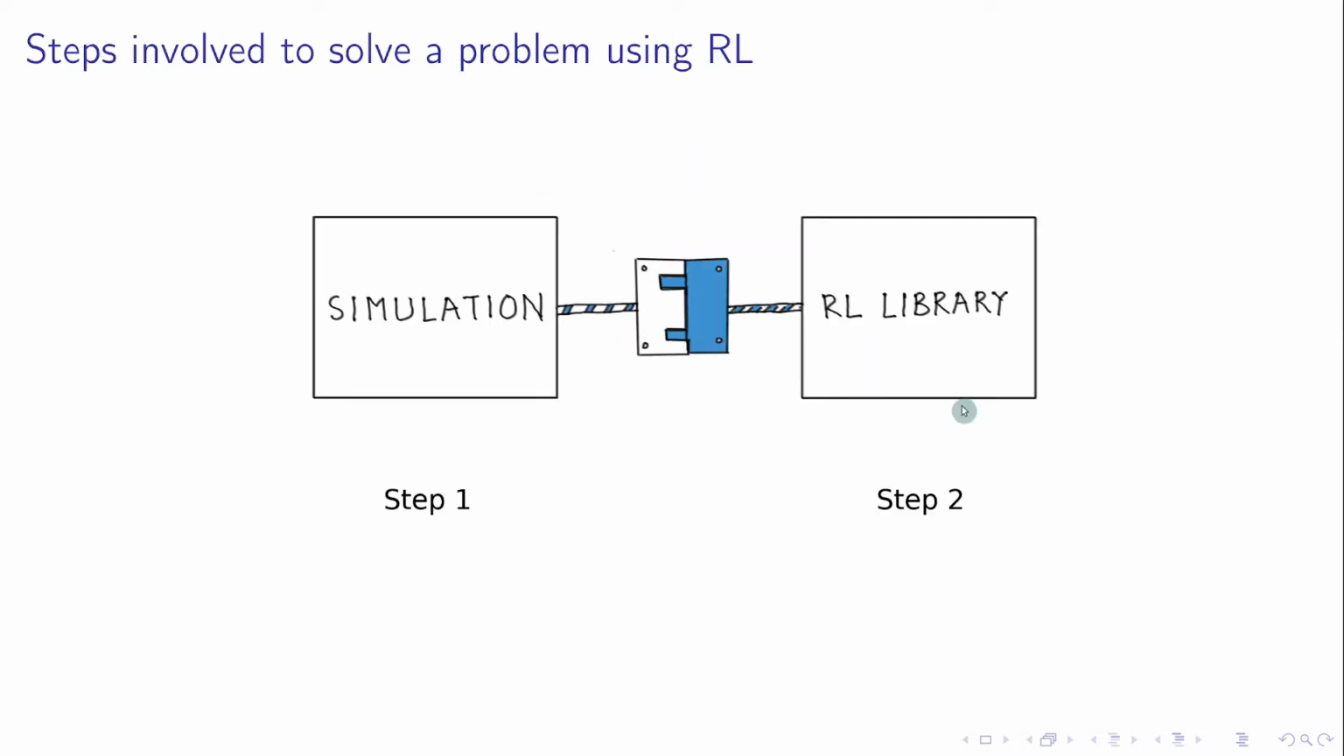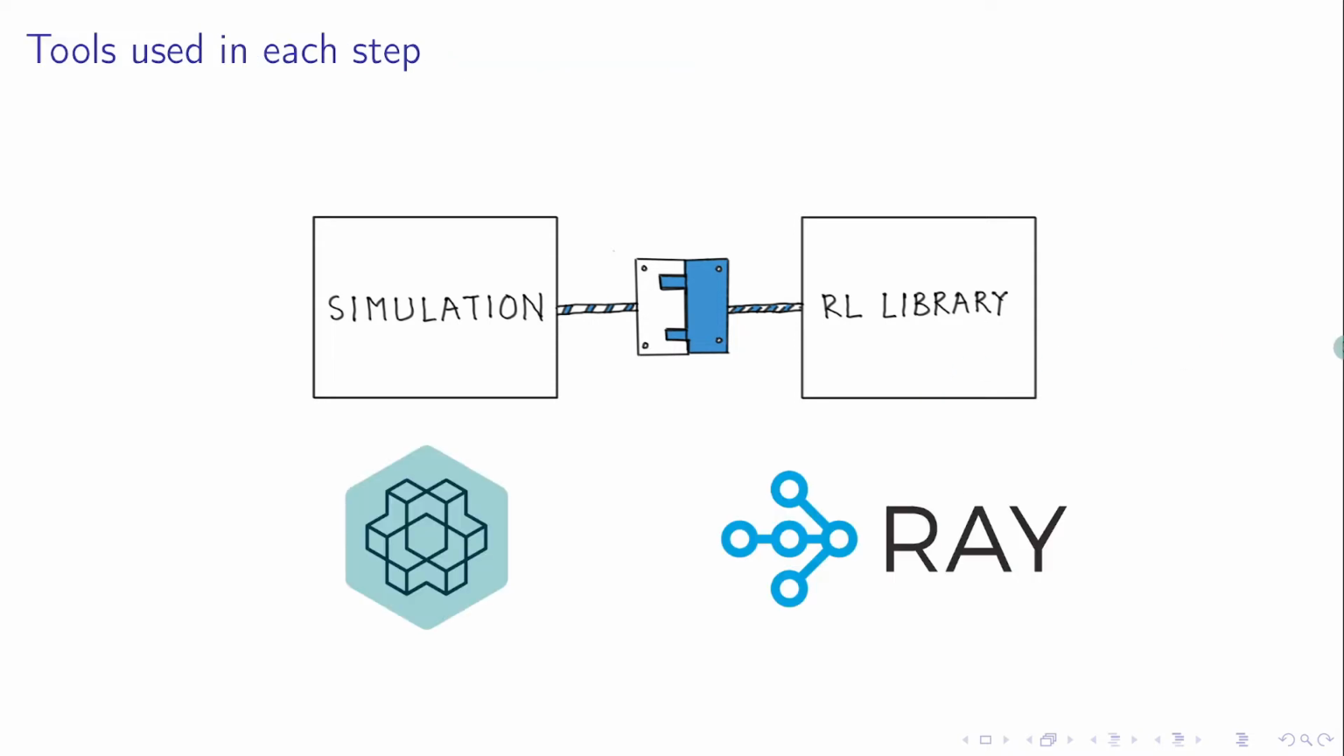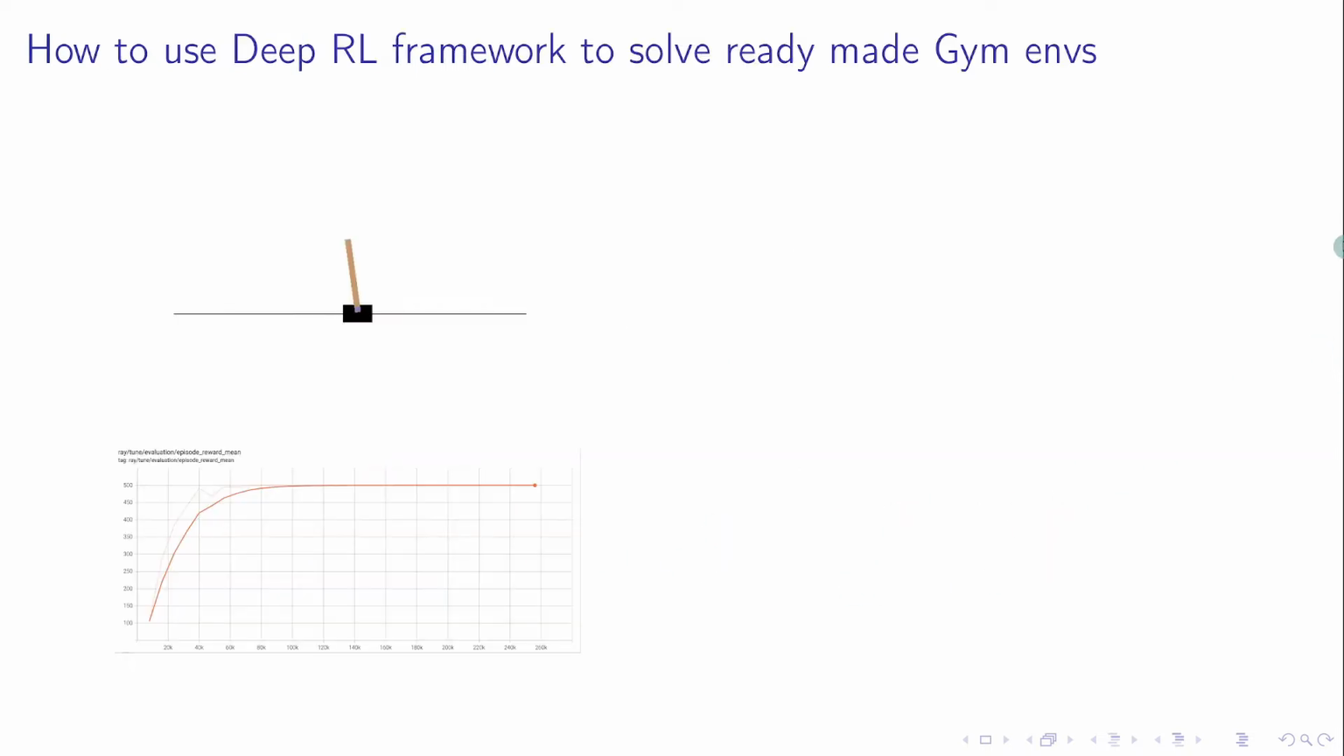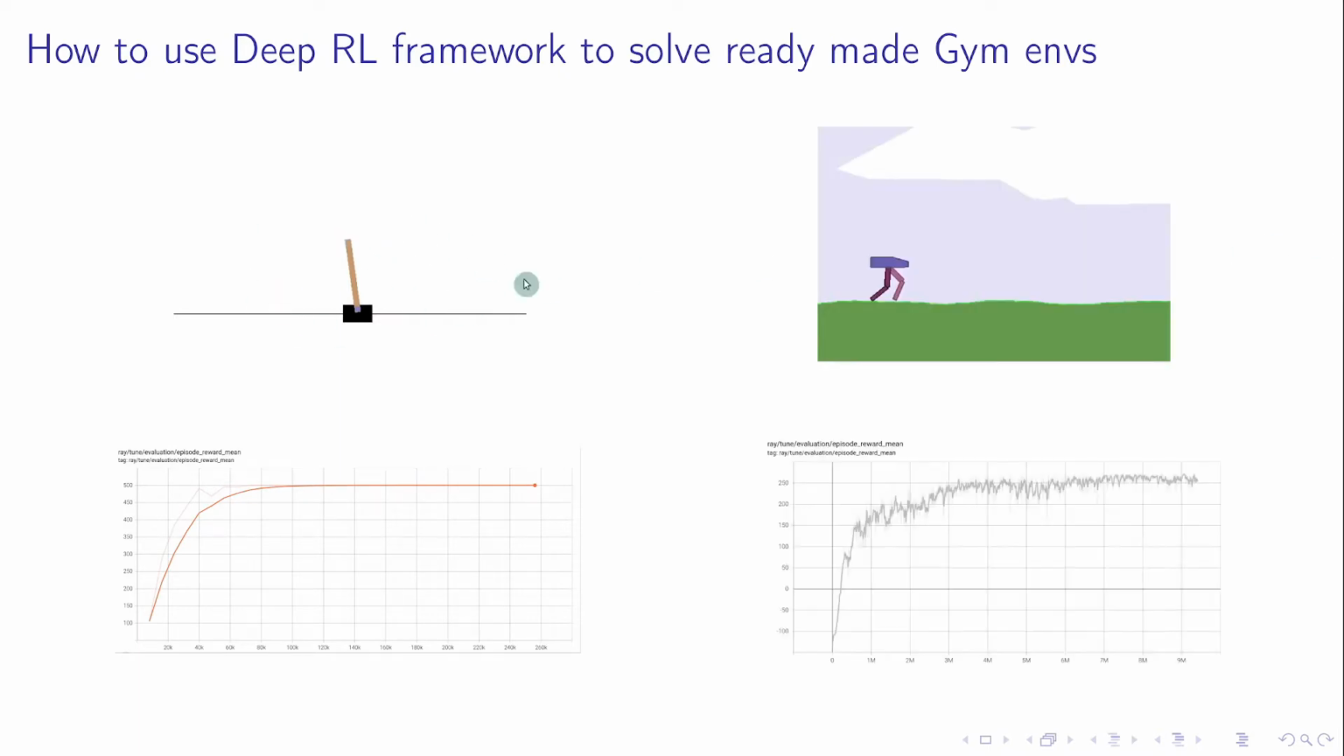You know the steps that are necessary to solve a problem using DeepRL, and you know the standard tools used in these steps, which are OpenAI Gym and Ray RLlib. And if a problem comes with a ready-made Gym environment like Cartpole or Bipedal Walker, you are able to use Ray RLlib to train a DeepRL agent in that environment. So that's a lot of progress in a very short time.